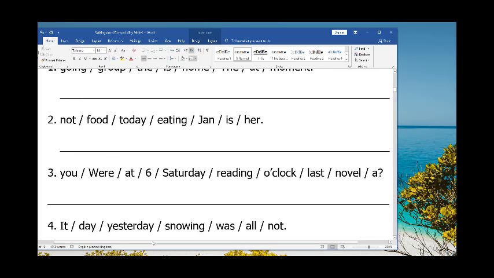Okay, for example, let's see here number, what do you think we should take? Number what?